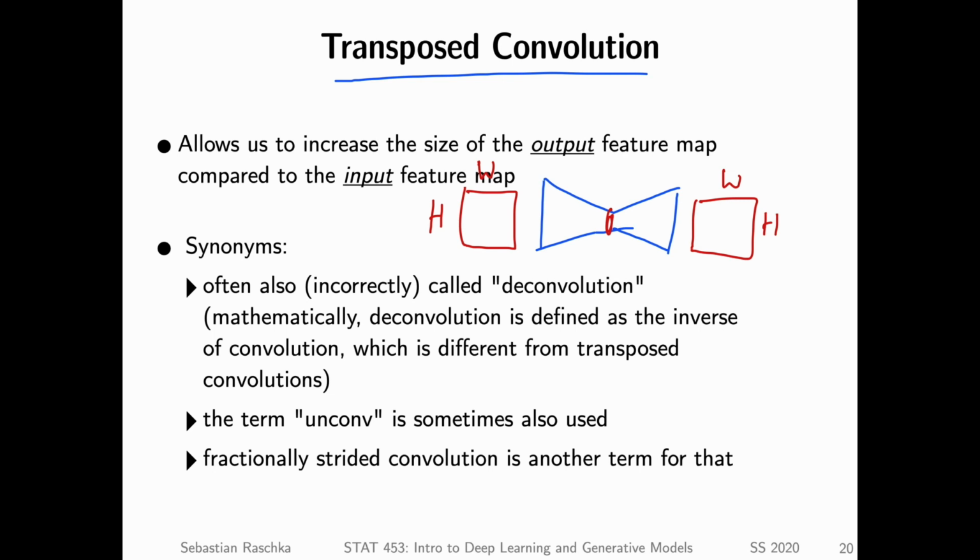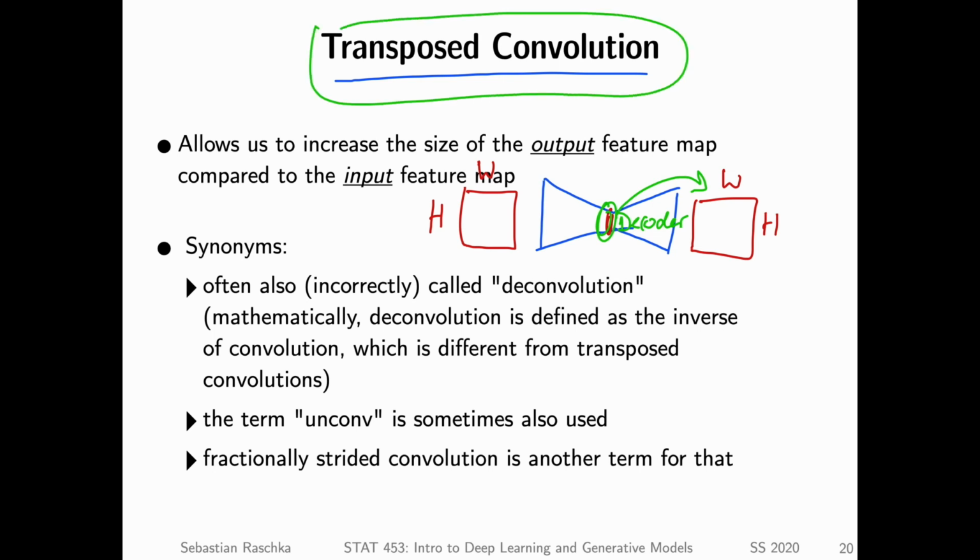So especially we care about the decoder part. How can we make the small feature maps here in the center big again with height h and width w? For that we are going to use the transposed convolution, which allows us to increase the size of the output feature map with respect to height and width compared to the input feature map. That will be something we will talk about in the next couple of slides, and then we will use that in the convolutional autoencoder. Synonyms for transposed convolutions are, for example, deconvolution.